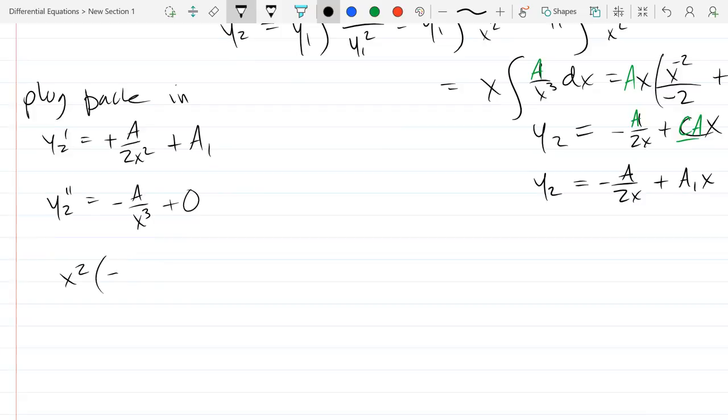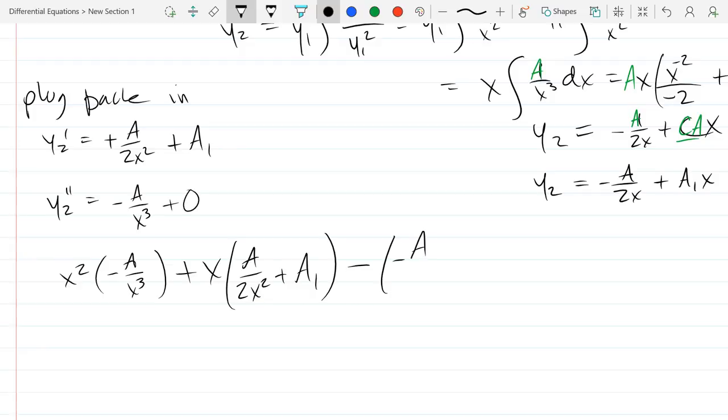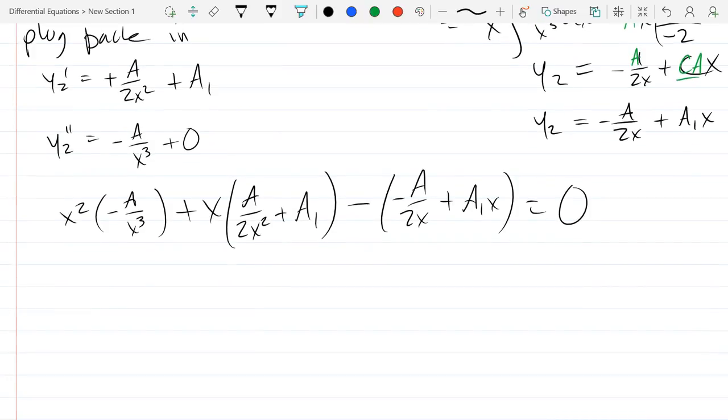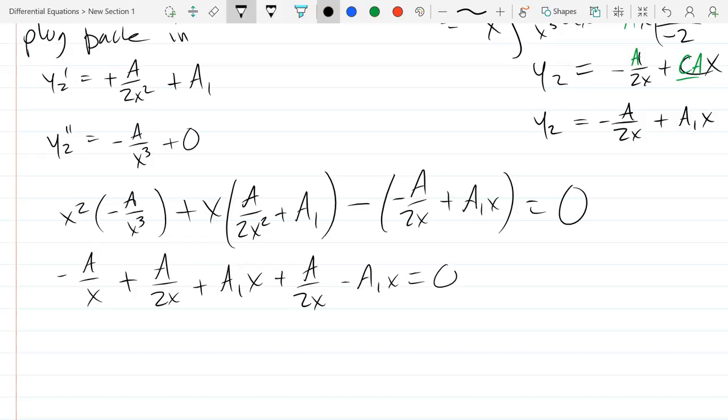So x squared y double prime plus x times y2 prime minus regular y2, this needs to be 0 for all x values. So simplify: negative a over x plus a over 2x plus a1x plus a over 2x minus a1x. So stuff cancels. So a1 is completely out of here.